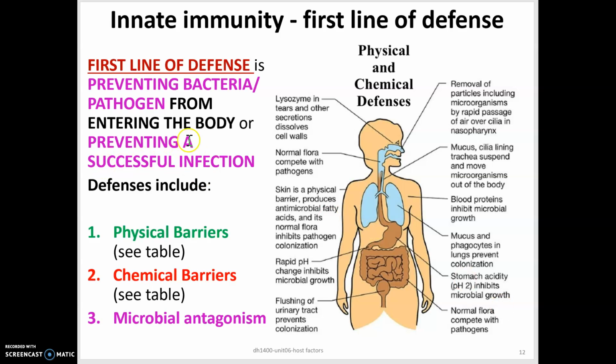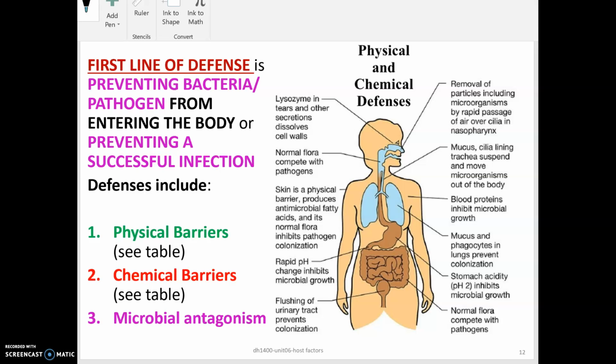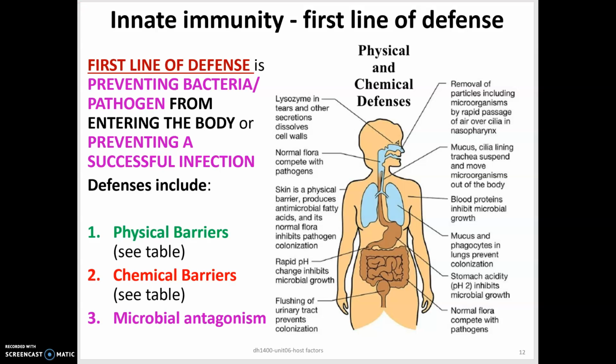Okay, so first we'll talk about our first line of defenses. And these first line of defenses are going to be these three things right here. It's going to be physical barriers, chemical barriers, and then finally microbial antagonism. The figure right here on the right hand side is a really good summary of physical and chemical defenses.